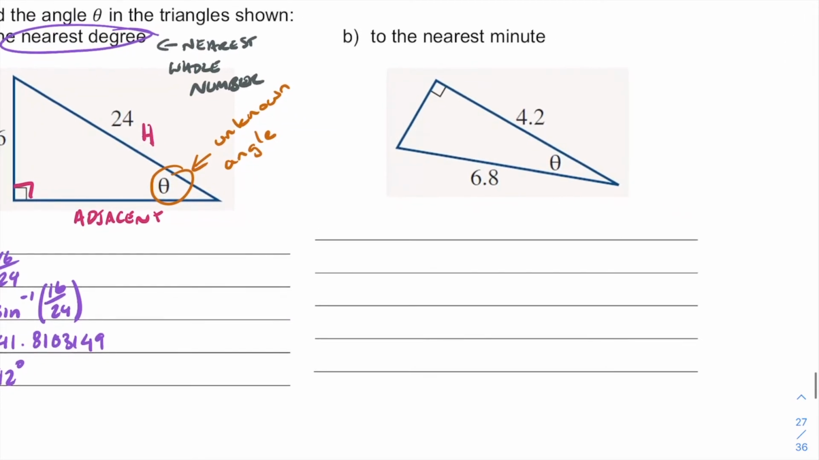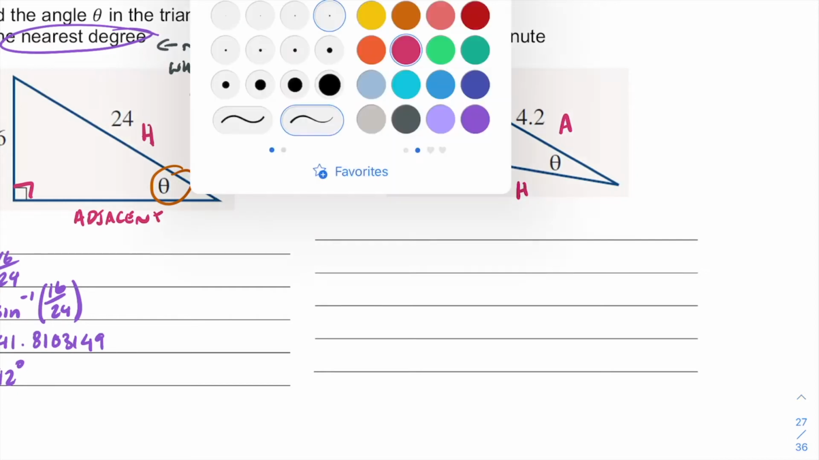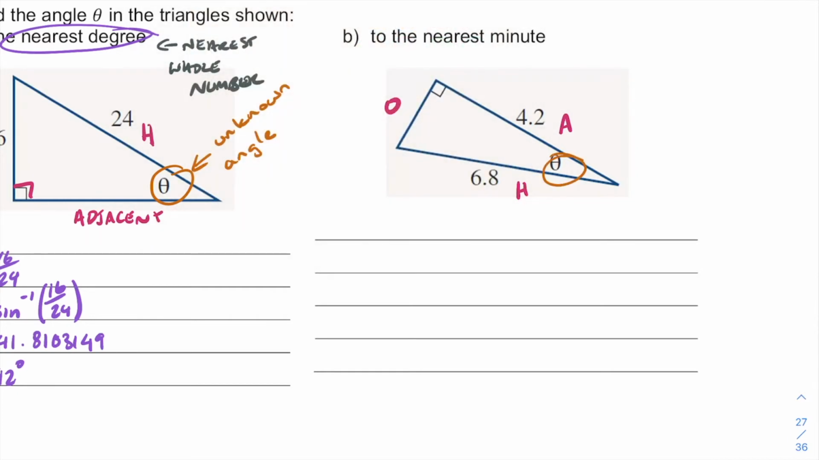Let's have a look at the second example. Same thing again, we need to label our sides. Here's our H, our A and our O. You can see there this time, because of where that relevant angle is, which is here, that's the one that we're using, so we're going to be using the cosine ratio this time because we have the adjacent side and the hypotenuse, which is the CAH part of SOHCAHTOA.